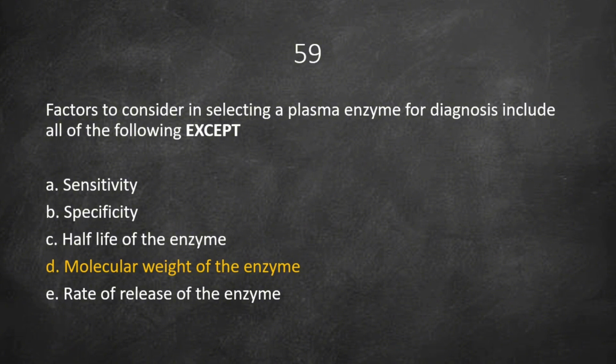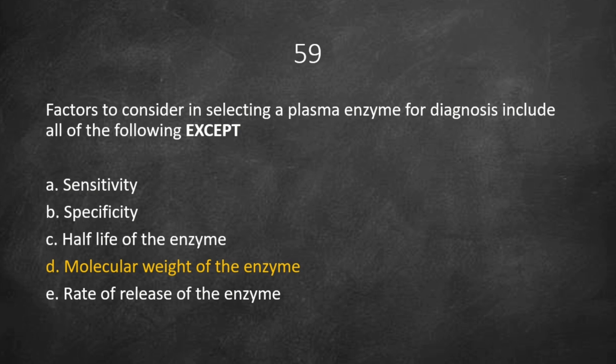If you look at the options, sensitivity is very important because it indicates how well the enzyme can detect the presence of disease. Specificity is also very crucial because it shows how well the enzyme can distinguish between the disease of interest and other conditions. The half-life of the enzyme affects how long the enzyme remains in the blood, and that's how long it can be detected. Molecular weight does not really affect the assay consideration, so we don't consider it for any diagnostic purpose.